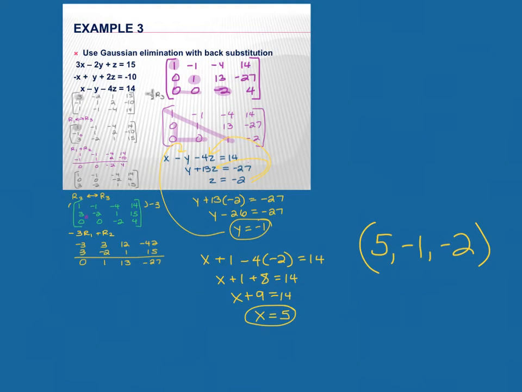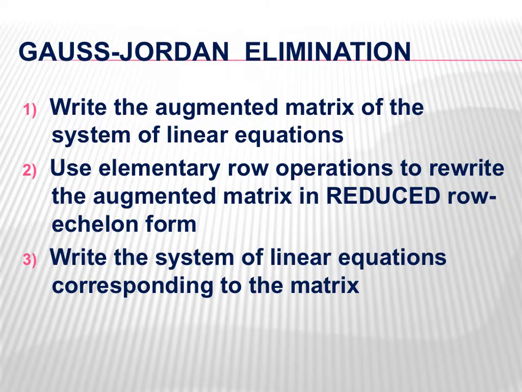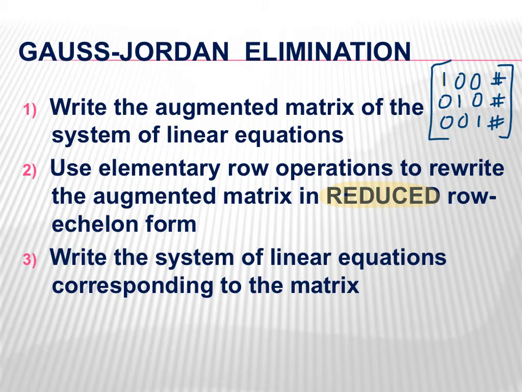Row echelon, back substitution. Second method is Gauss-Jordan elimination. So this one has more work on the matrix end, but less work on the back substitution side. You're going to start the same exact way. Write the augmented matrix in the system of linear equations. Use elementary row operations to rewrite the augmented matrix. This time, you need it in reduced row echelon, which means diagonal of ones, zeros above and below. So the only non-1 or non-zero numbers are going to come from that last column.